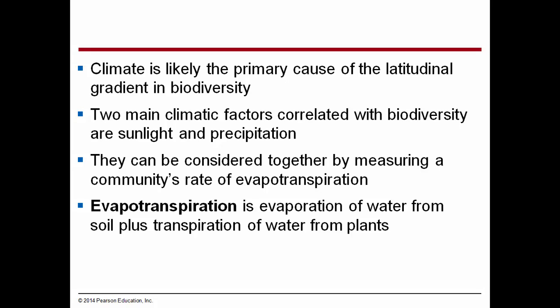Evapotranspiration is the evaporation of water from the soil plus the transpiration from plants. Basically, the more plants you have and the more precipitation, the more evapotranspiration you have. And more evapotranspiration indicates a more robust ecosystem. So you're talking about more plants when you have higher evapotranspiration.